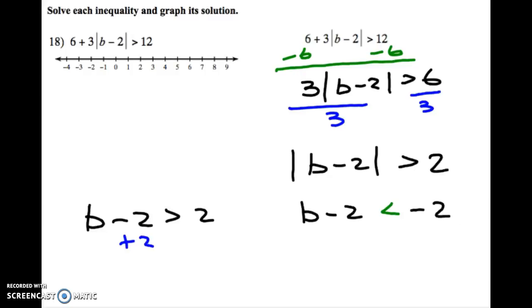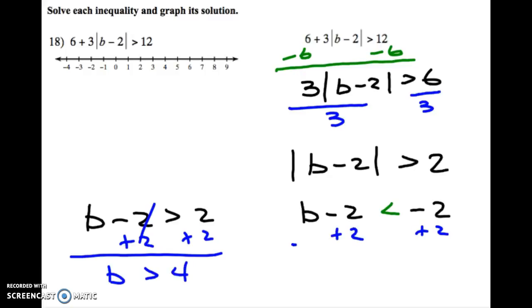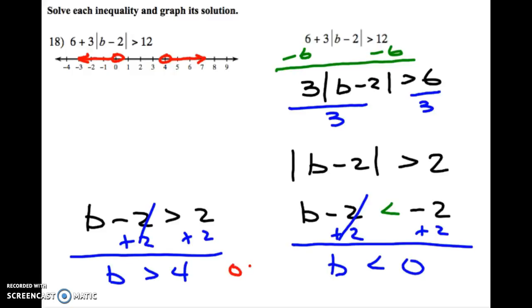Math isn't too bad on this one. We're going to add 2 to both sides. So we're going to get B is greater than 4, or B is less than 0. If we graph them, B is greater than 4, starts with an open circle, goes to the right. B is less than 0, once again, open circle going to the left. Got our whiskers, so we're looking at an OR case, which should have been what we were expecting, since it turned out to be a greater than after we isolated the absolute value. I hope this helps. Good luck.